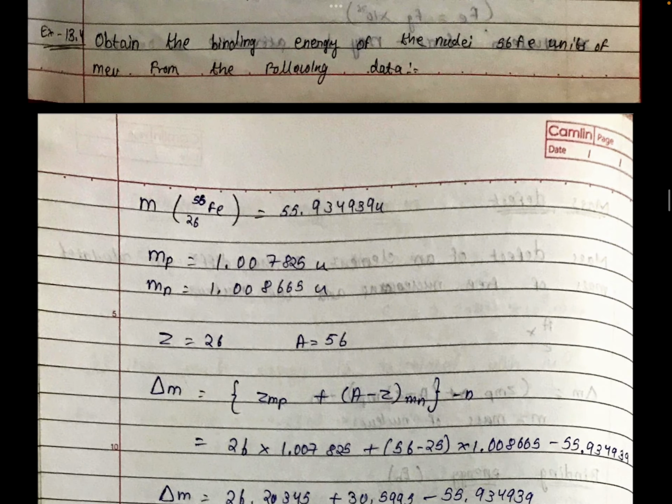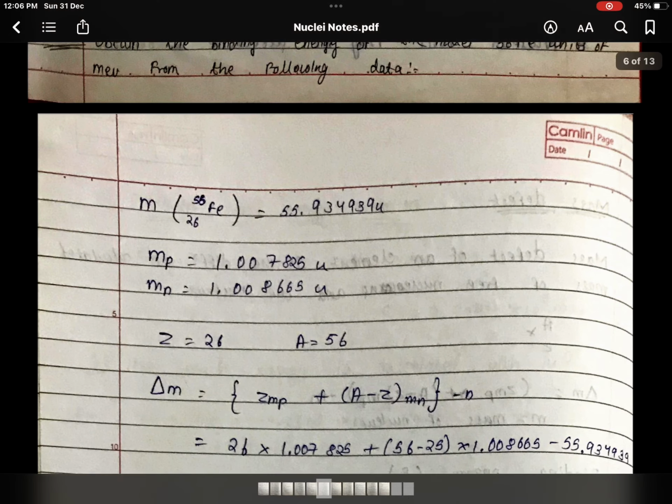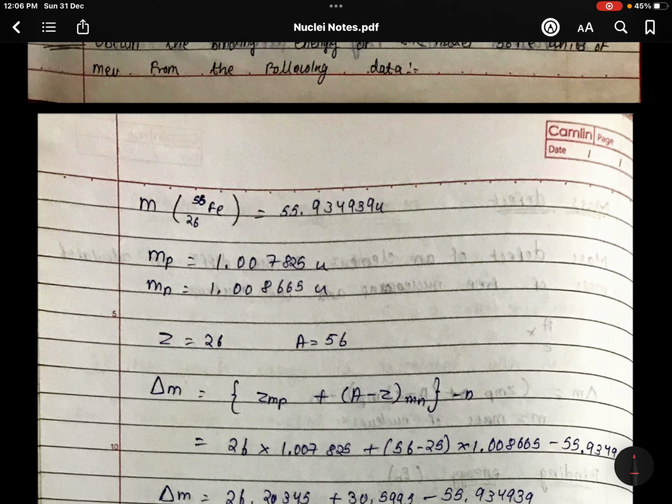You see, this is iron having mass 55.934393 U, and the mass of proton is this, mass of neutron is this. What is the atomic number? 26. Mass number 56. So what is the mass defect?